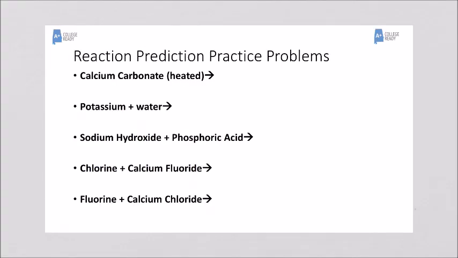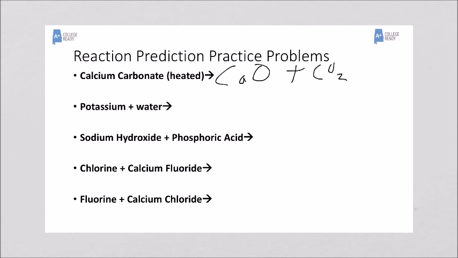So now we're going to move on to the next one, calcium carbonate heated. This is another example of a decomposition reaction. And the rule is that metallic carbonates, when heated, will decompose into metal oxides plus CO2. So the metal oxide has to be calcium. Calcium's 2 plus, oxide is 2 minus, so CaO. And then plus carbon dioxide.